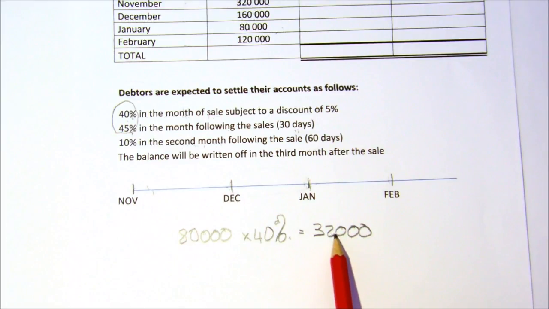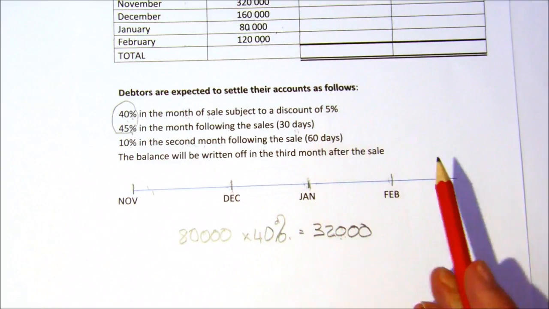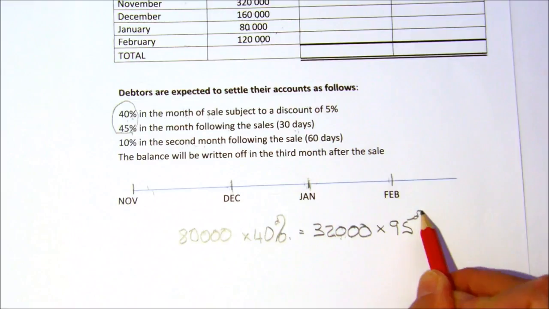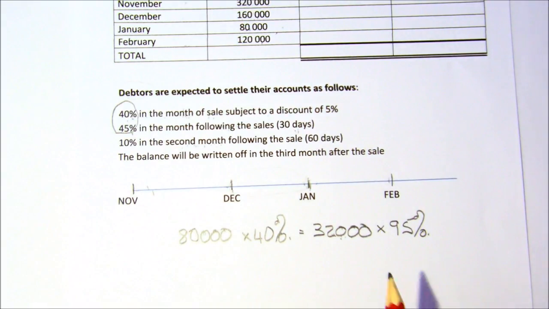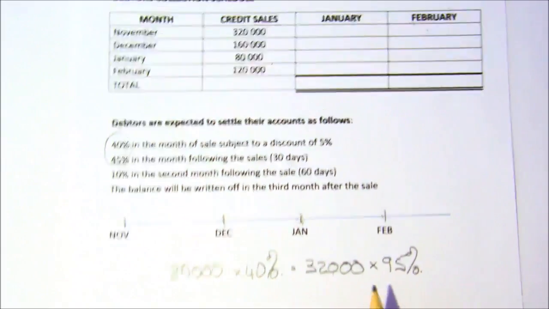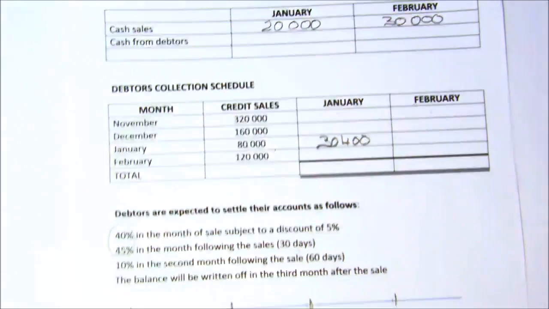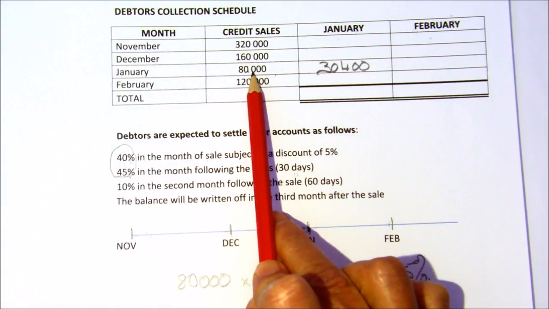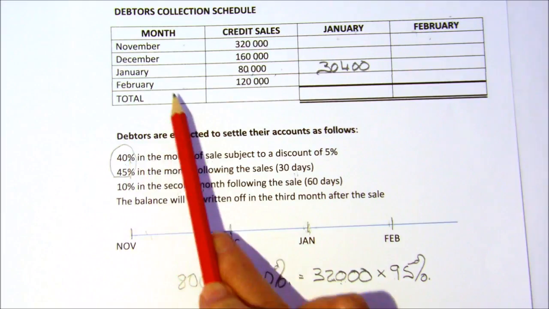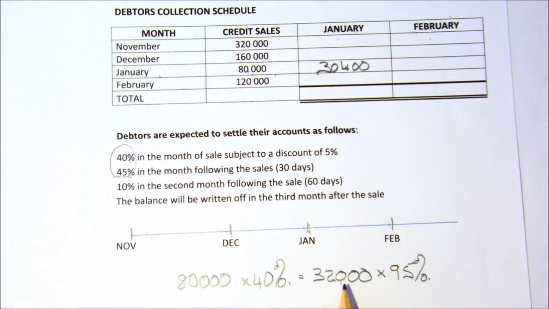Now only these people get the discount. Not all the debtors, it's the people paying in the same month. And the discount is 95%. So you can calculate what is 95% of 32,000, because we're only going to receive 95%. Or you could have done it a longer way, 32,000 times 5%, and then do a subtraction. And so that means that up here, I'm expecting to get 30,400. All right, so just watch that. You're working on the 80,000. It's 40% in the same month, so it's January, we'll be collecting in the same month. 40% I work out first, and then I work out 95%.